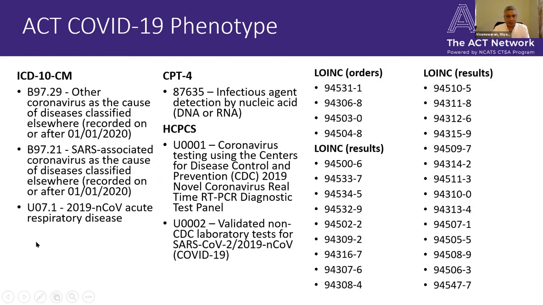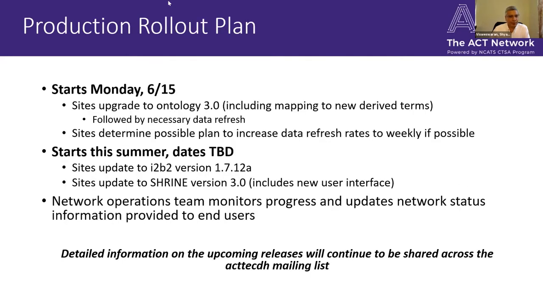Next slide, please. So this basically lists the current set of codes that we use to define the phenotype and essentially define a patient as COVID relevant if one or more of these codes are there in that patient record since the beginning of the year, which is January 1st, 2020. Next slide, please. I guess that ends my section, yeah.